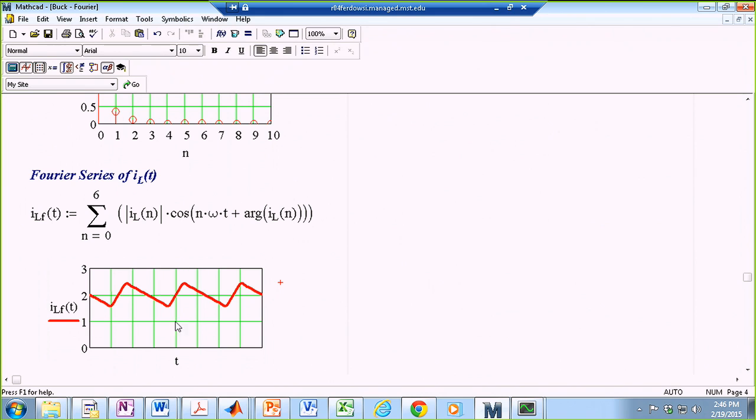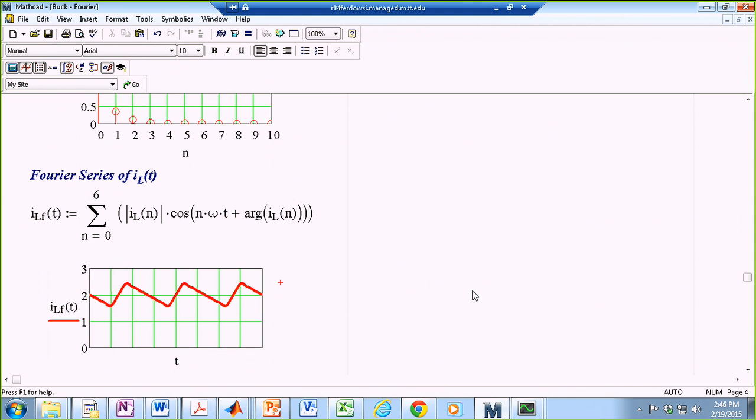So this could be useful, for instance, if you are using a particular core, and you have a very good model for the magnetic material of that core for each individual harmonic. Now you have all the harmonic content of your current. You can, for instance, have an accurate calculation of the losses in your magnetic core.